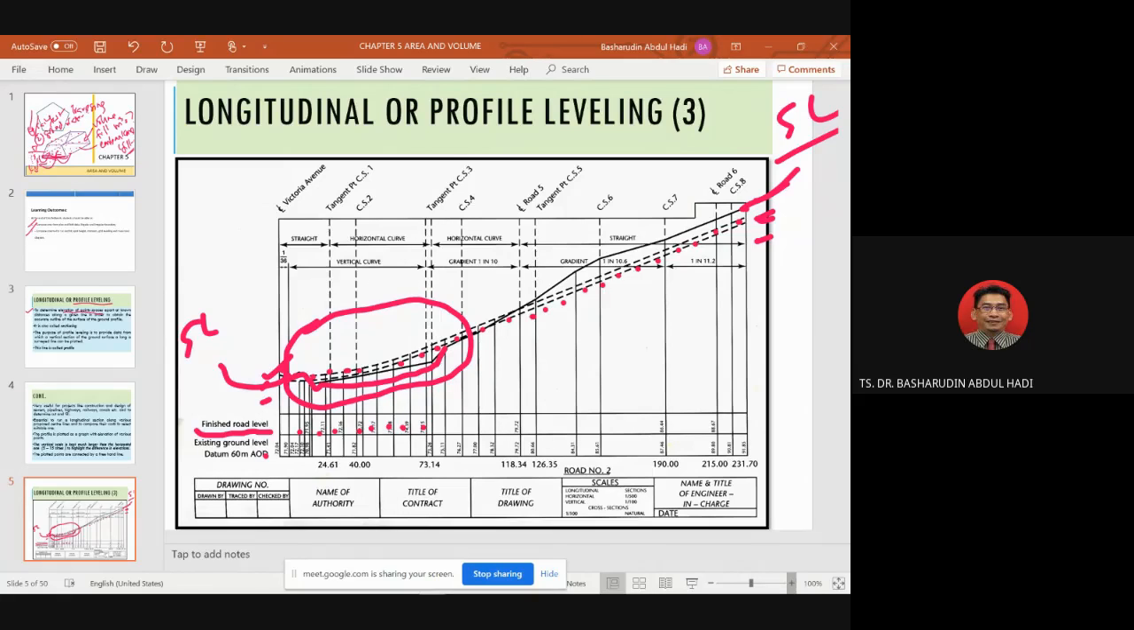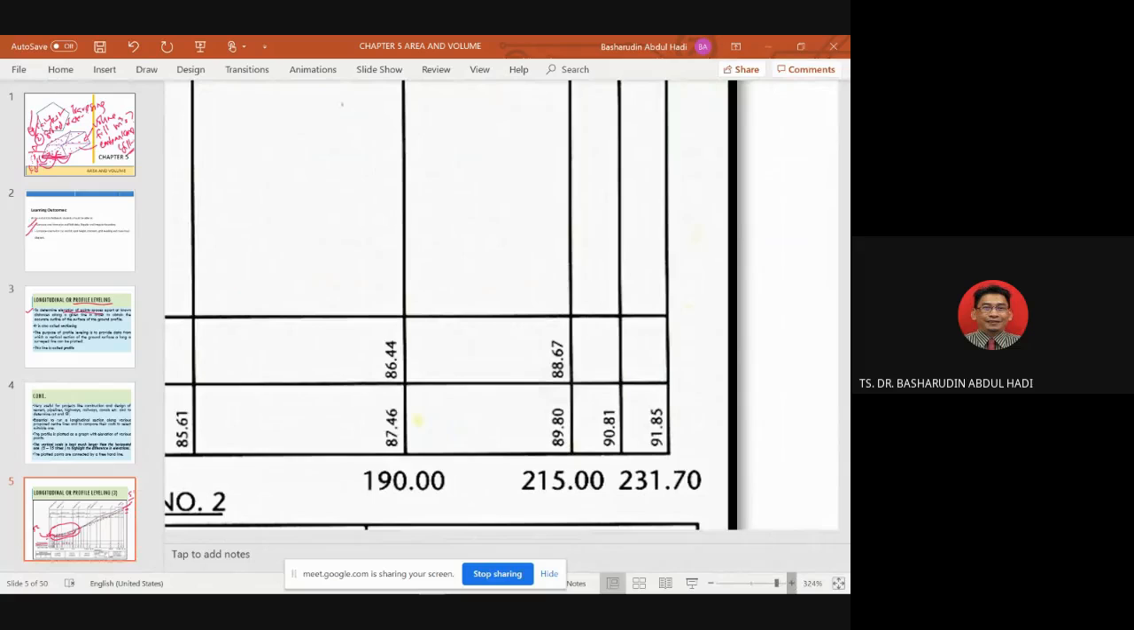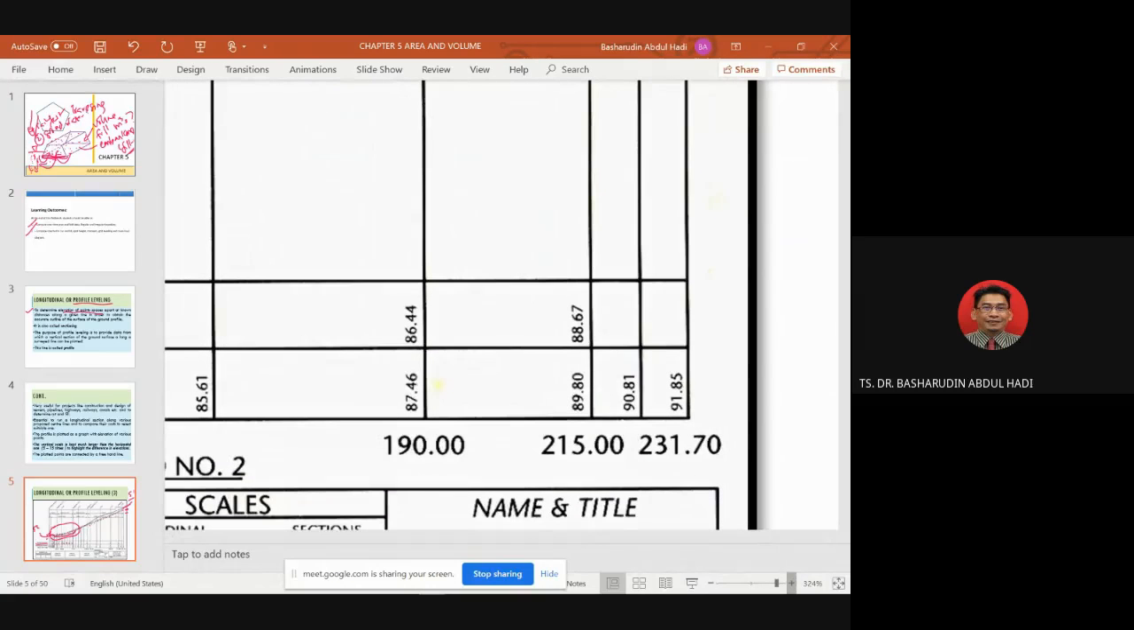How you interpret this one? Okay, number one, you zoom this area, you can see the ground level 89.90. You can see this one, 89.90, is the existing ground. 89.80 meter is the height for the proposed road, we cut it to 89.80. We make sure that we are at this level, 88.67.